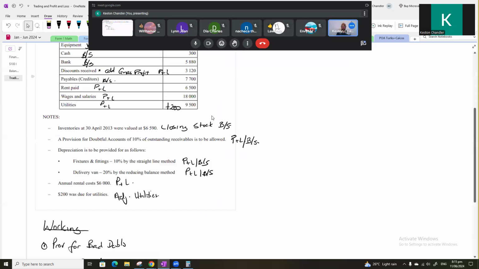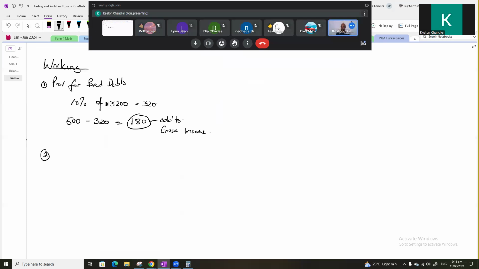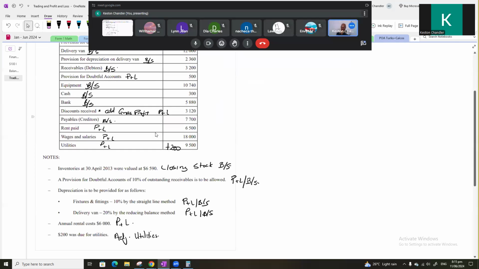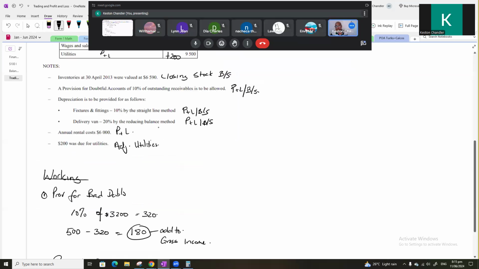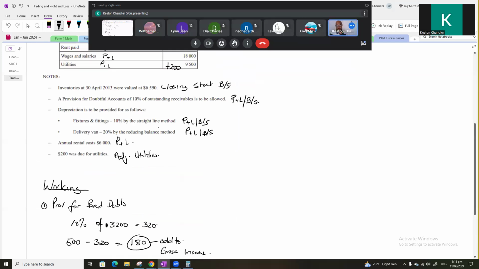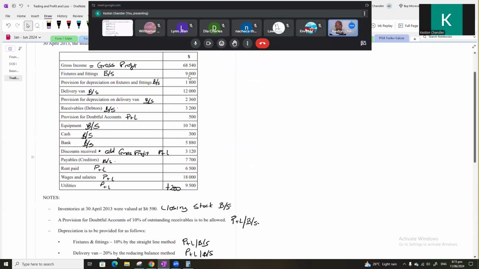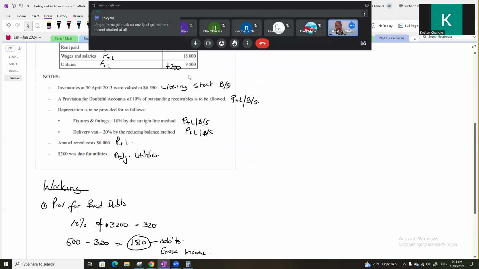Part two, let's look at depreciation. Fixtures and fittings is 10% by the straight line method. But I like to do straight line method because less calculations. All we have to do is just find, how much is it? 10% of our cost of fixtures and fittings, which is 9,000.